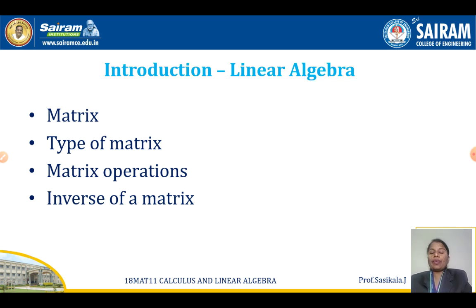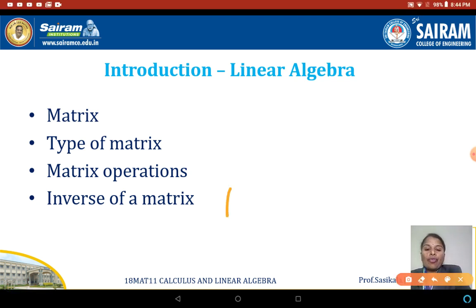Okay. Next, matrix operations. What matrix operations do we know? The matrix operations include addition, adding 2 matrices, and multiplication of 2 matrices, like A cross B, B cross A, A cross B cross C. All these operations we call matrix operations. And we have also learned the inverse of a matrix. You have already learned the inverse of a matrix. If you have a matrix, how do we find its inverse?